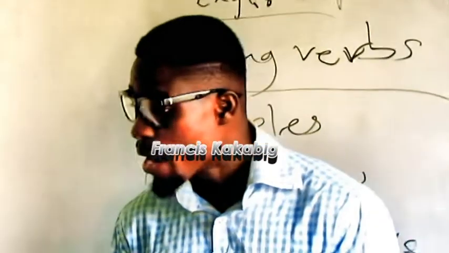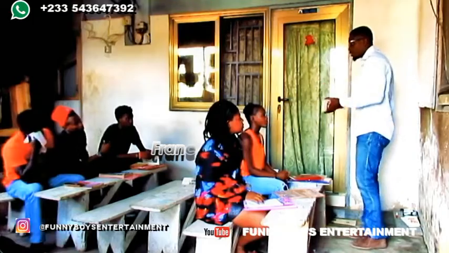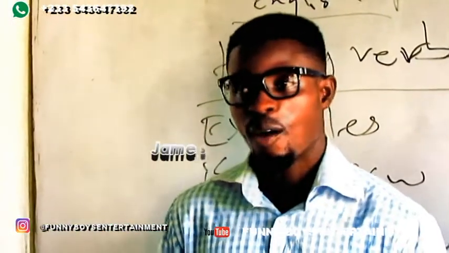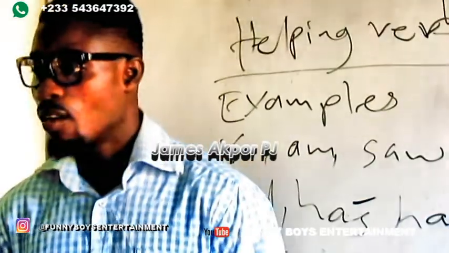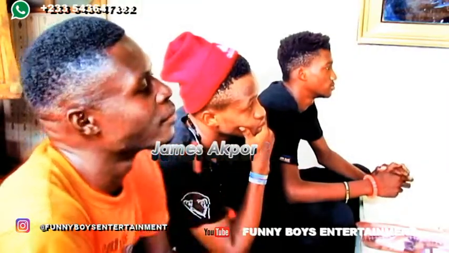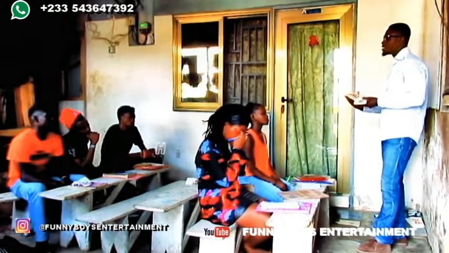Verbs are doing words or action words. Anything that you do that involves action is known as a verb. Now, let's look at examples of some verbs and how it works. So when I say it, you say it after me.